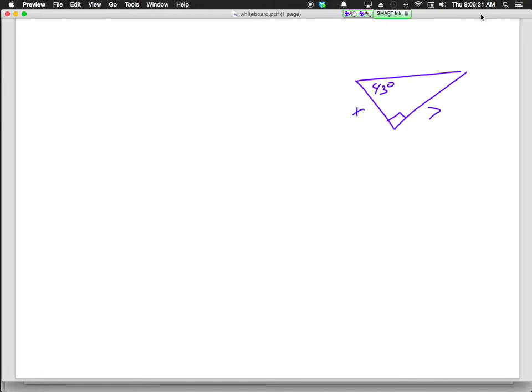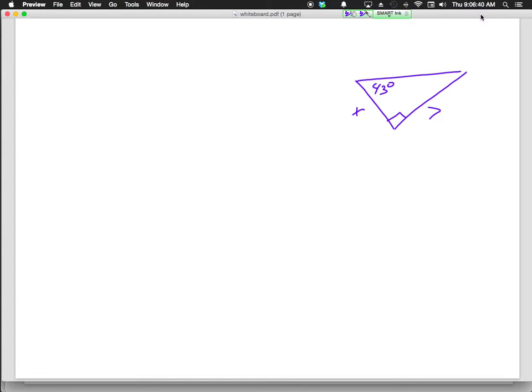So on 25, I'm interested in finding x. What is it we want to do to get started? Label the sides. So what side is x?